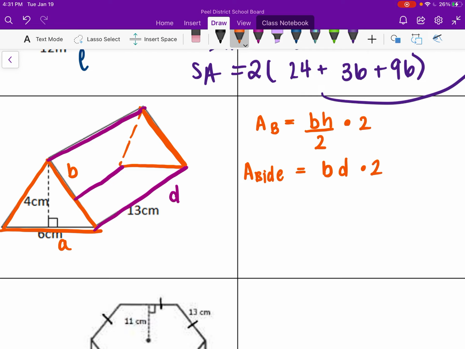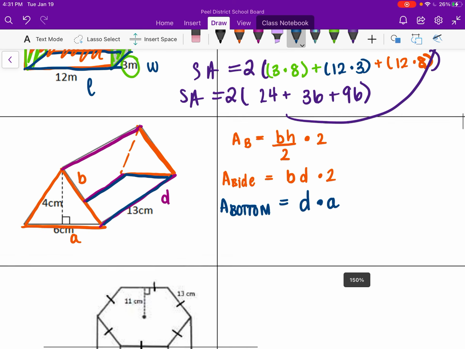Right? And then I'm going to have the area of this bottom one right here. I'm going to do area of bottom rectangle. And there's only one of those. So it's just going to be D times A. Okay? So let's go and find out these different things.